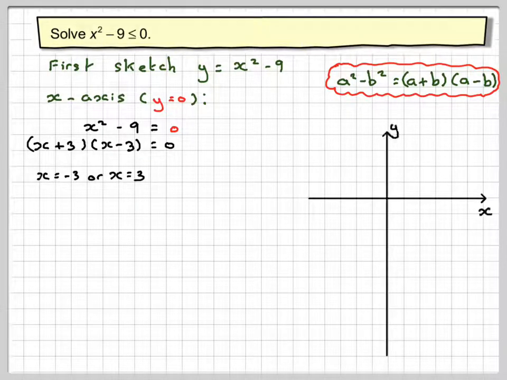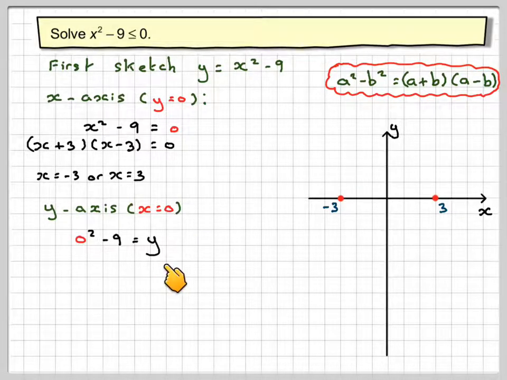So draw yourself a set of axes, labelling the axes x and y. We'll put on minus 3, 0, and 3, 0. Now for the y-axis, x is equal to 0, so we're going to have 0 squared minus 9 is equal to y, so y is equal to minus 9. And we'll plot that on our graph at minus 9.